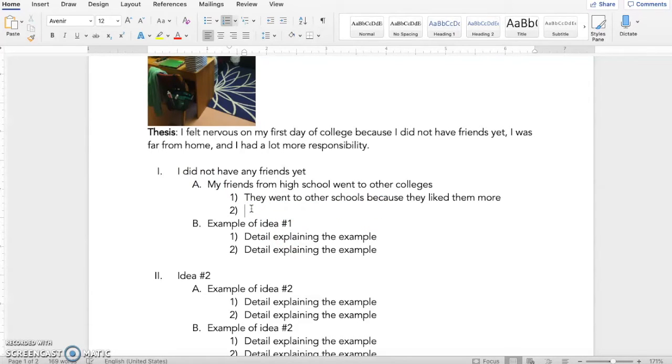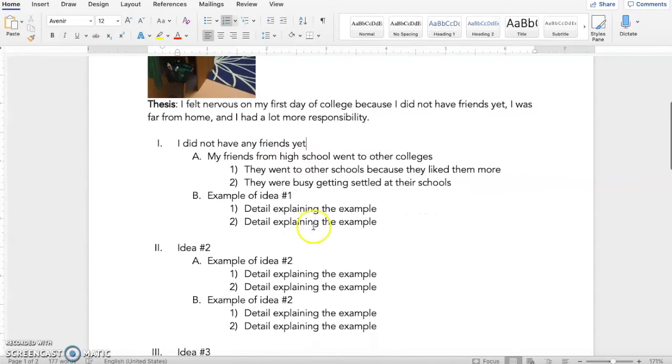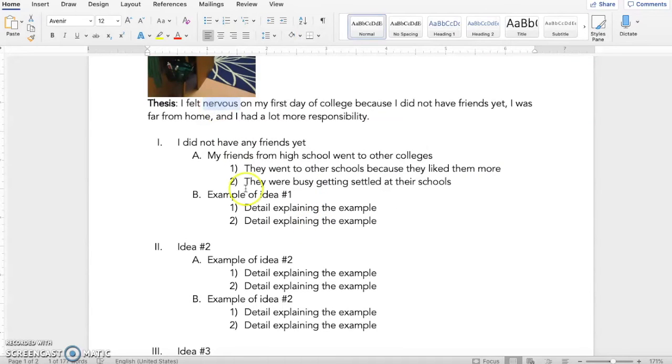And the reason that I couldn't really talk with them anymore was because they were busy getting ready, getting settled in their schools. We were all starting college about the same time, and so for us, if they were at a different school than I was, then maybe we weren't able to talk as much. So going back to prove the point that I did not have a whole lot of friends when I was starting college, making me feel nervous.